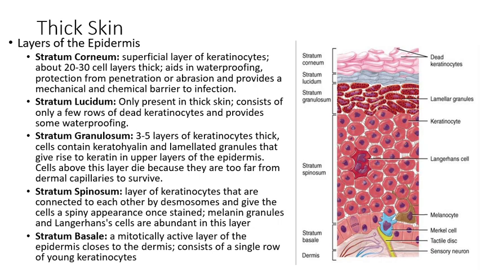And then stratum corneum is the most superficial, the thickest layer of the strata, and it's anywhere from 20 to 30 cell layers thick. It does help with protection, prevents penetration or abrasion, provides some mechanical and chemical barrier to infection, but it's mainly just a thick layer of dead cells, so it is mostly protective. Other cells you might see in the epidermis is the Langerhans cell, also known as a dendritic cell. This is an immune cell that patrols the epidermis, generally found in stratum spinosum.